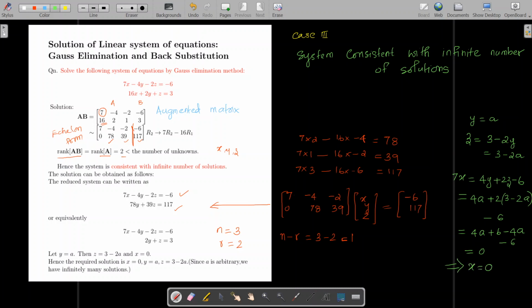So we have the solution: x is equal to 0, y is equal to a, and z is equal to 3 minus 2a. Now we have put a as an arbitrary value, and hence as a assumes different values, we will get different sets of solutions, and that is why we say that there are infinitely many solutions.